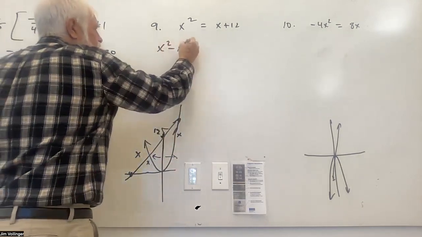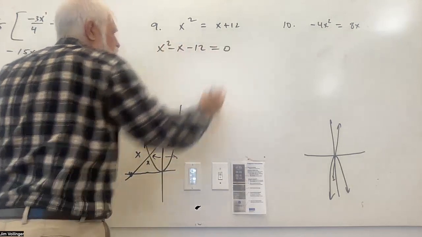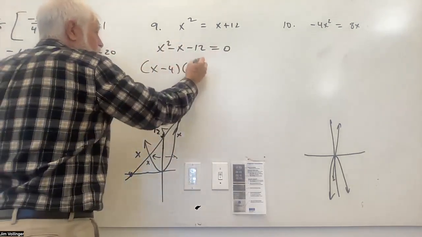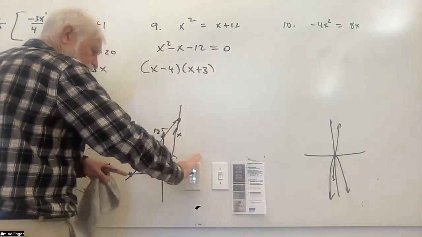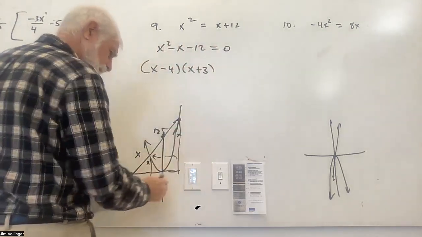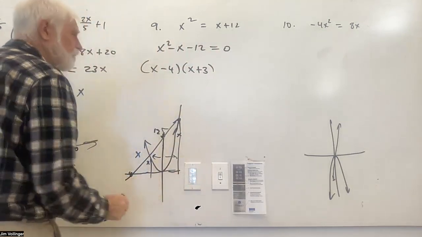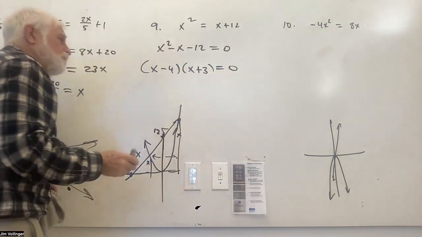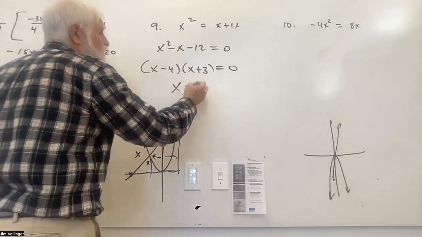So we always set these babies to 0. Hope we can factor it. Looks like we can. X minus 4 times X plus 3. So I was wrong. This one is further. Yeah, you can see it is a little further. And so a lot of you are forgetting to write equals 0. I wish you would remember to do that and then answer the question.